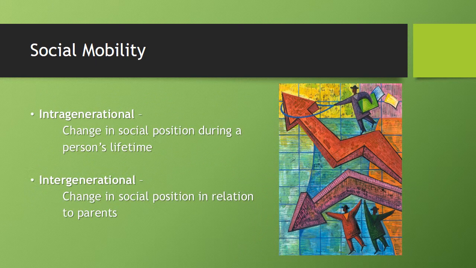Social mobility refers to moving to a different class, and it can be upward or downward. Intragenerational social mobility is a change in social position occurring during a person's lifetime. Intergenerational social mobility is upward or downward social mobility of children in relation to their parents. So sociologists take either a short-term or long-term perspective when they think about changes in social position.